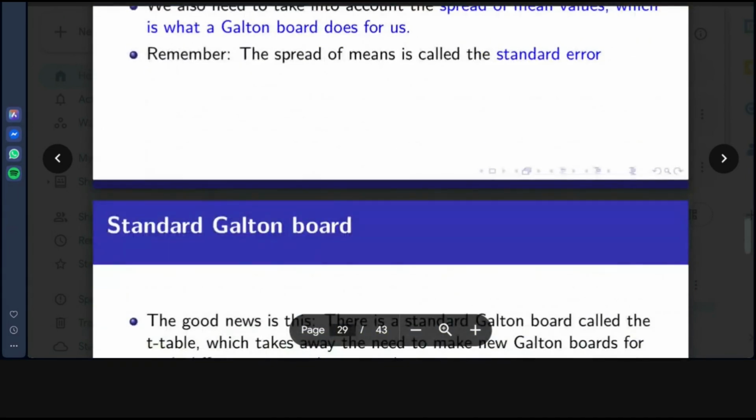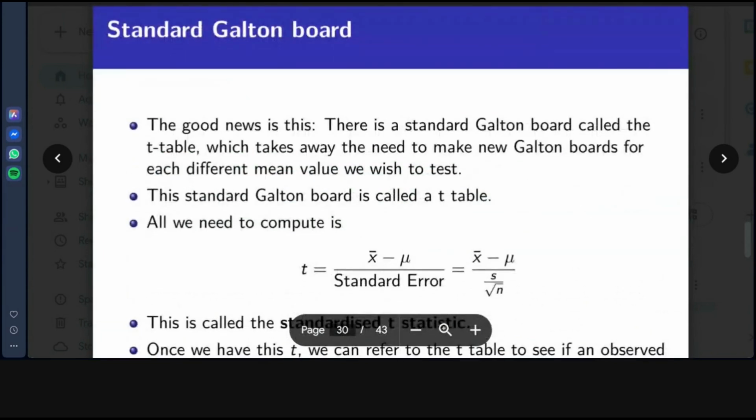Right? Now, the good news is this. There's no need to make all these Galton boards. There is no need. All right? All you need is actually to use a standard Galton board. All right. Now, where is this standard Galton board? I'll show you.